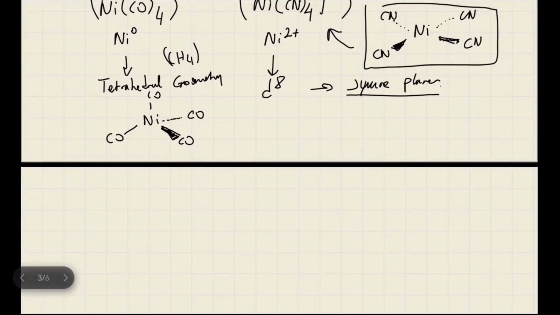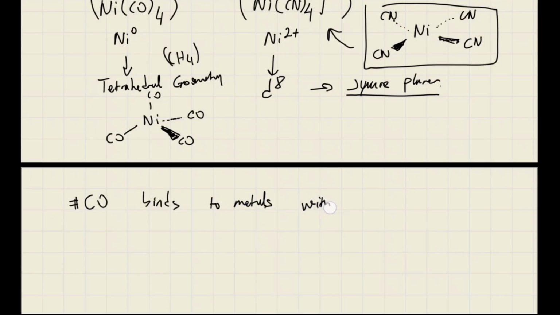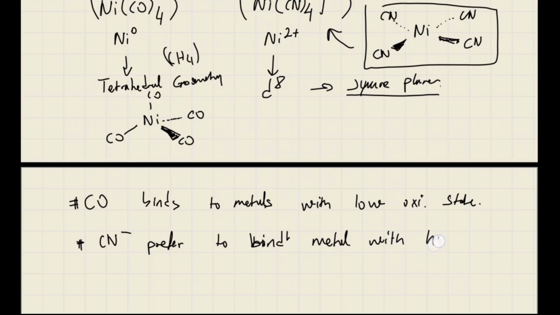And what's happening here? For instance, we will look at the properties of the ligands. For instance, CO binds to metals with low oxidation states, and cyanide is different. It has a minus charge, and it prefers to bind metals with high oxidation state. And the oxidation state of the metals is very important to determine the geometry.